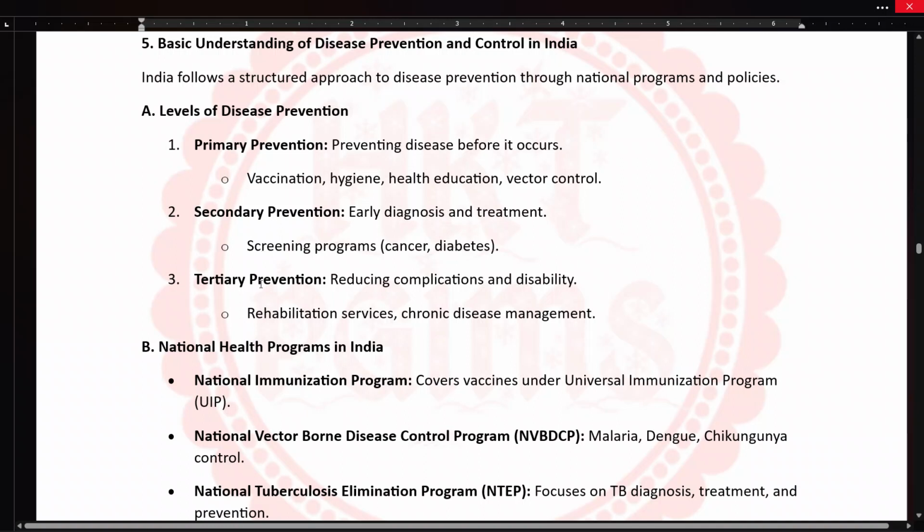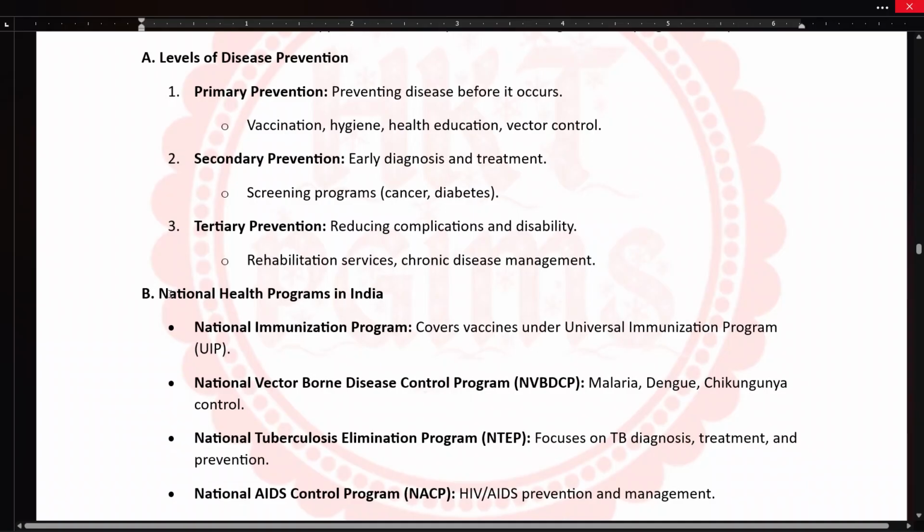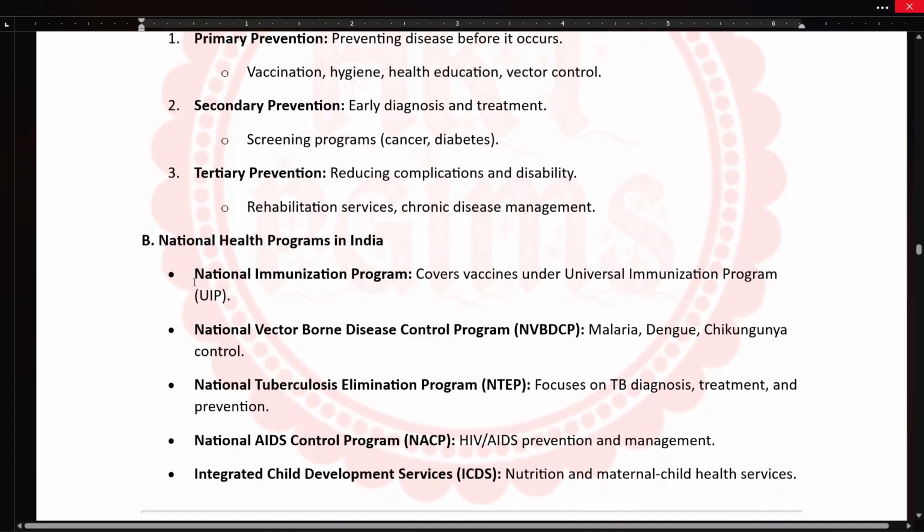Secondary prevention includes early diagnosis and treatment, screening programs, cancer, diabetes. Tertiary includes reducing complications, disabilities, rehabilitation services, chronic disease management. So starting from primary to tertiary, then we have national health programs in India.